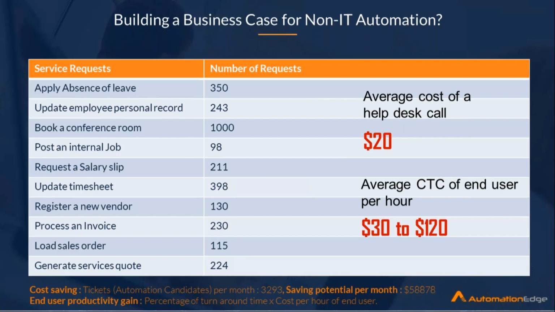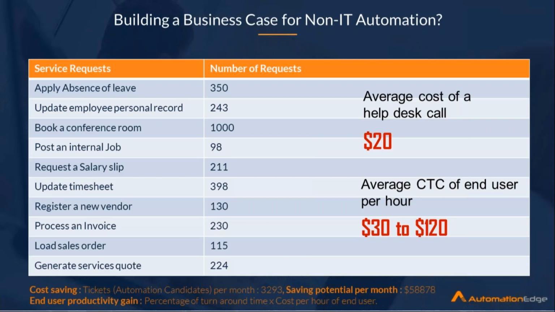And obviously, using AutomationEdge can be the enabler to bring business process and non-IT automation to your organization. So here's an example of service requests over a monthly period. As you can see, these requests take quite an amount of human capital to deal with. If you look at that $20 average cost, that's really for an offshore service desk to resolve and address some of these service requests. From a business point of view, the cost to the company could range from $30 to $120.